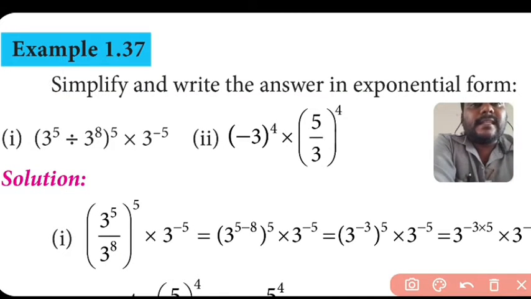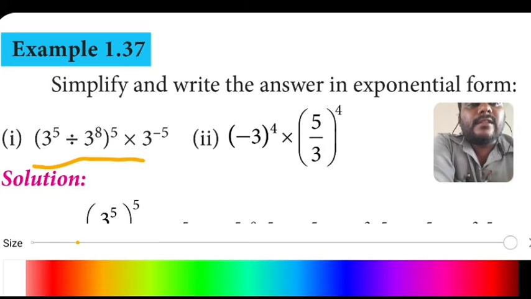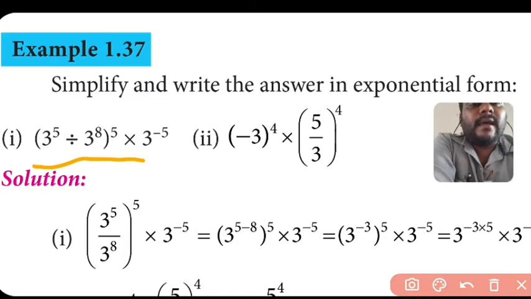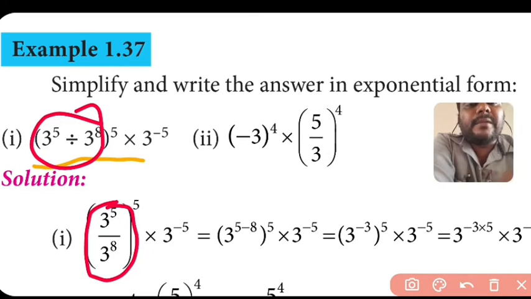Example 1.37. Simplify and write the answers in exponential form. First question: 3 power 5 divided by 3 power 8, whole power 5, into 3 power minus 5.